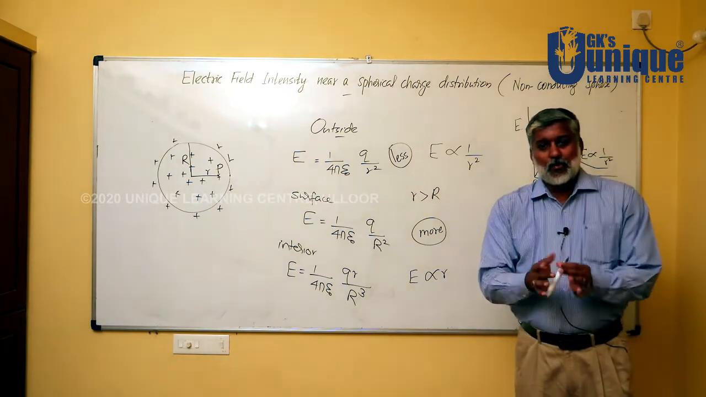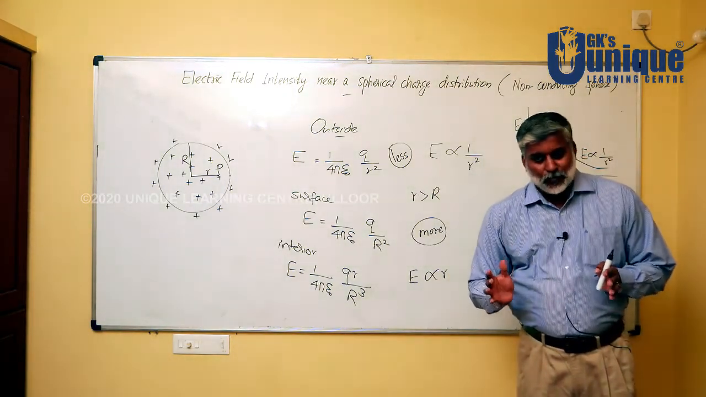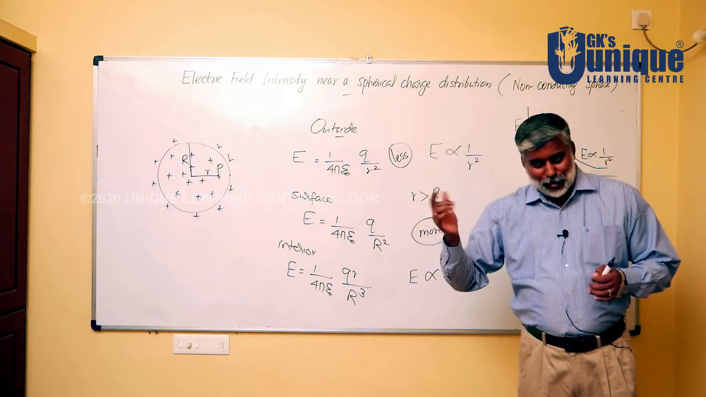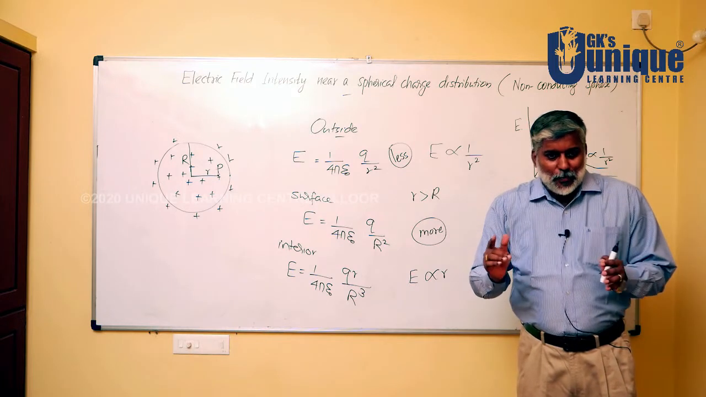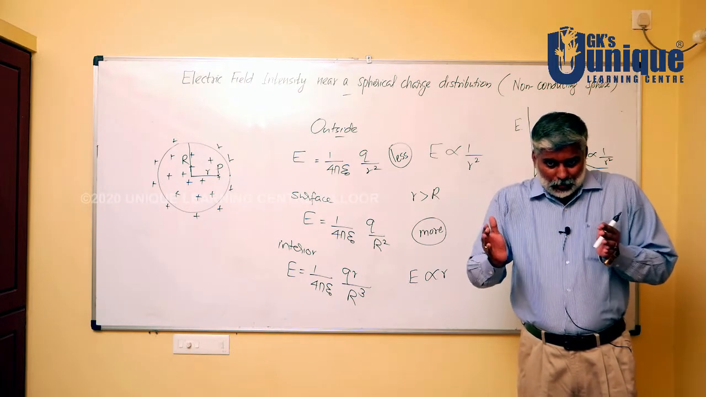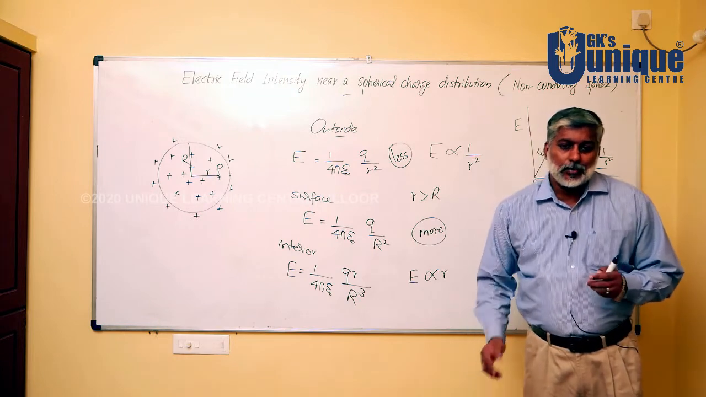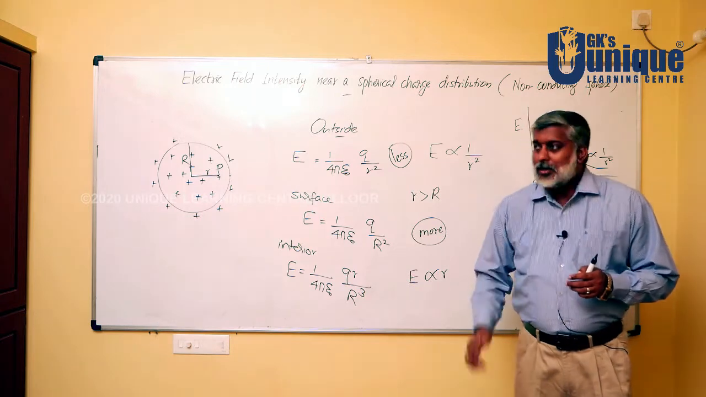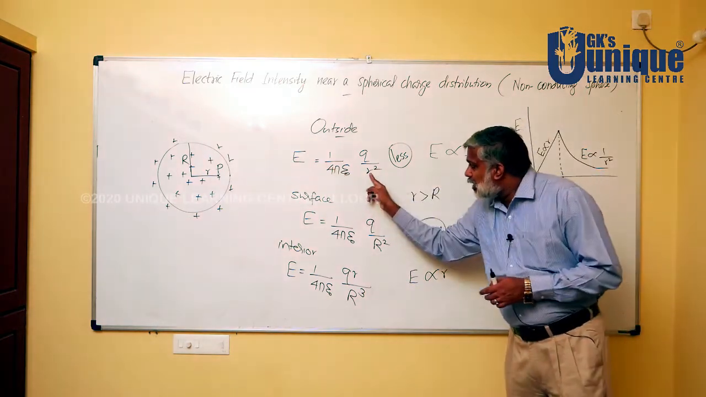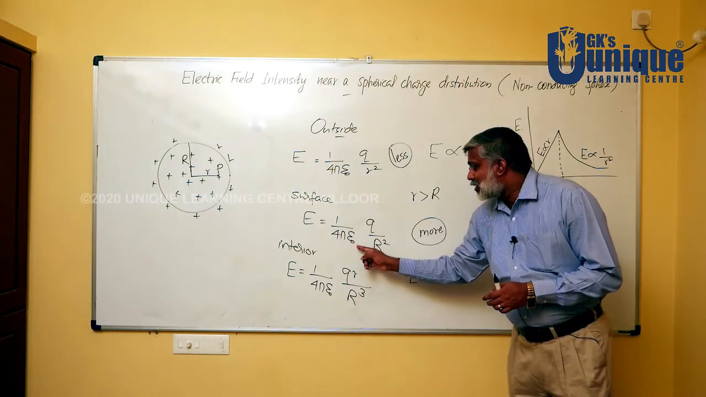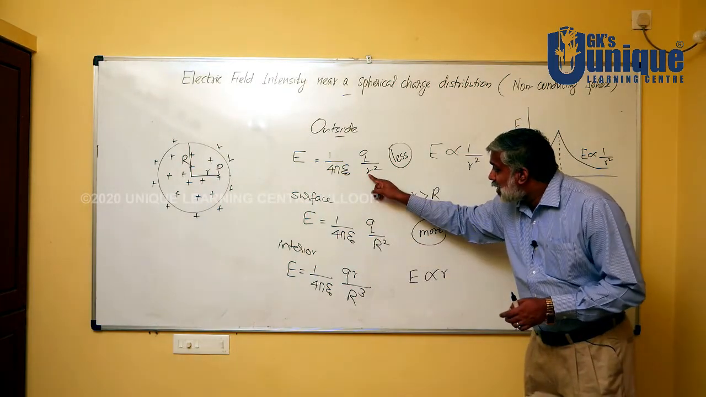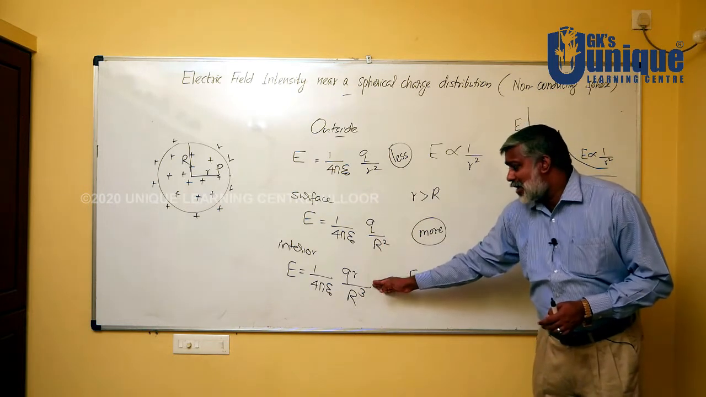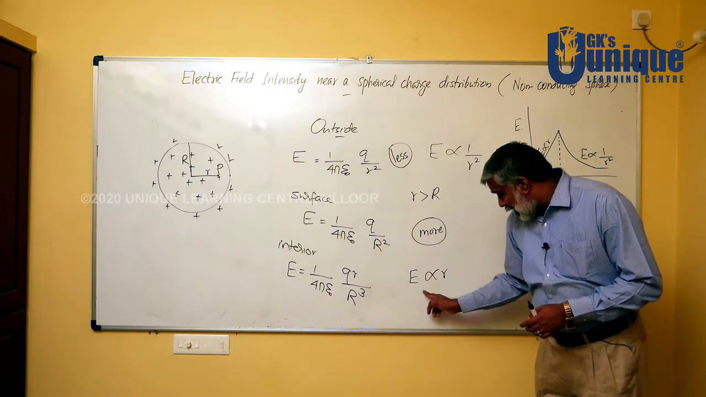So I have what? A spherical charge distribution. What is electric field outside? 1 by 4 pi epsilon 0 q by small r square. On the surface, what is the equation? 1 by 4 pi epsilon 0 q by capital R square. In the interior, what is the equation? 1 by 4 pi epsilon 0 q small r by capital R cube. Then from this, E is inversely proportional to r square. Here outside, small r is greater than capital R, so this answer is less, this answer more. Then in the interior, this is the equation, E directly proportional to r.